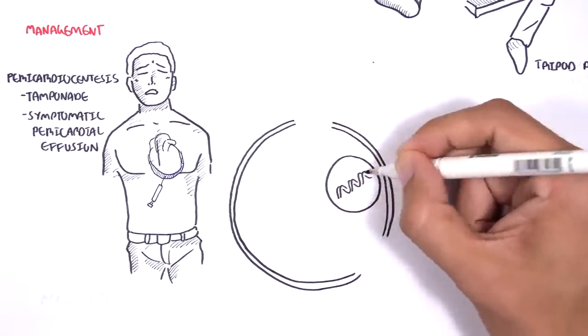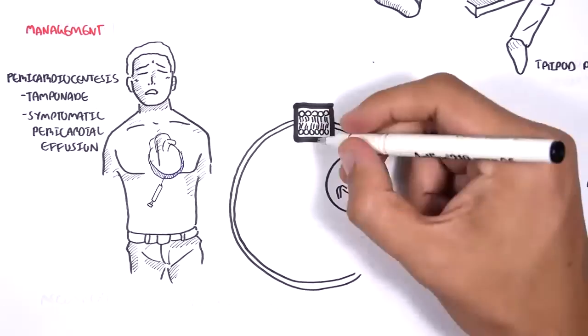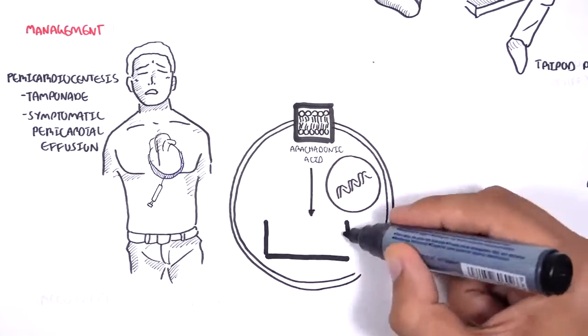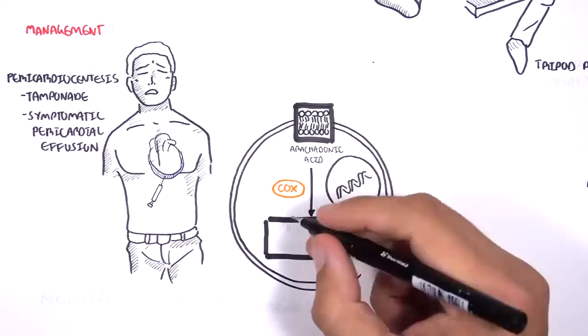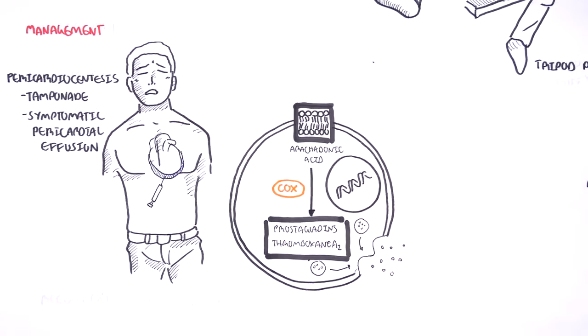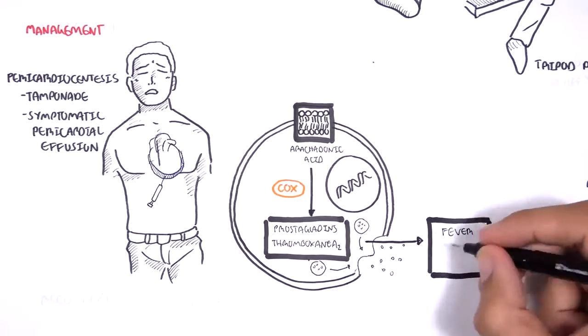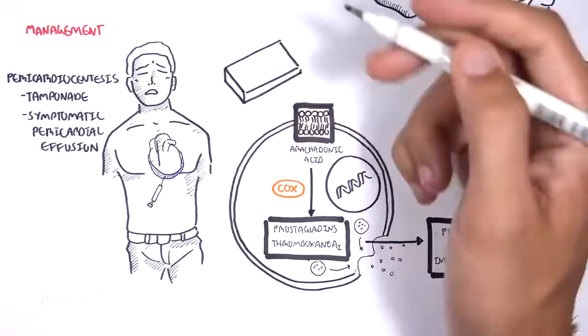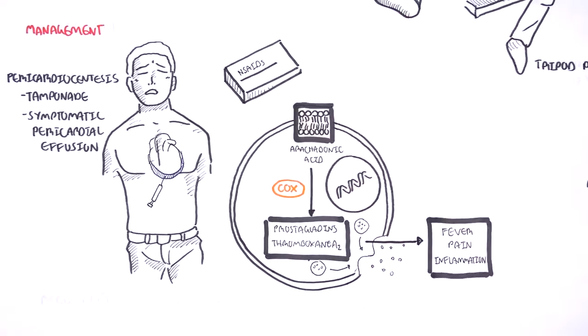In pericarditis, inflammation occurs because arachidonic acid is formed through phospholipids on cell membranes. The arachidonic acid produces prostaglandins and thromboxane A2 with the enzyme COX. These molecules contribute to the fever, pain, and inflammation in pericarditis. Therefore, in the management of pericarditis, NSAIDs, non-steroidal anti-inflammatory drugs, are useful because they inhibit COX and so stop the inflammatory process.